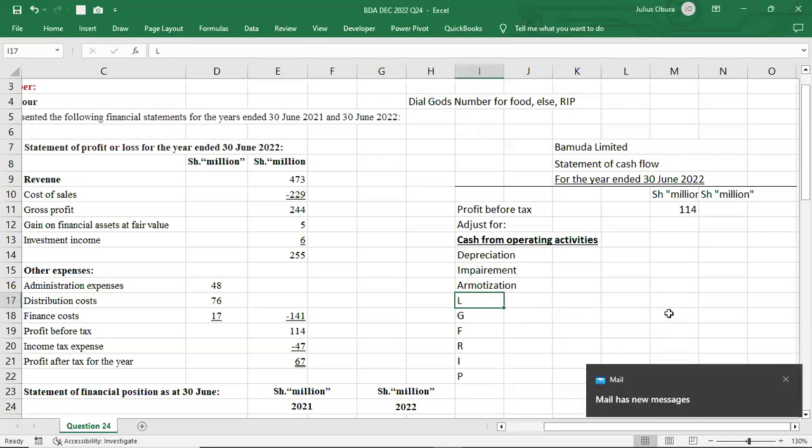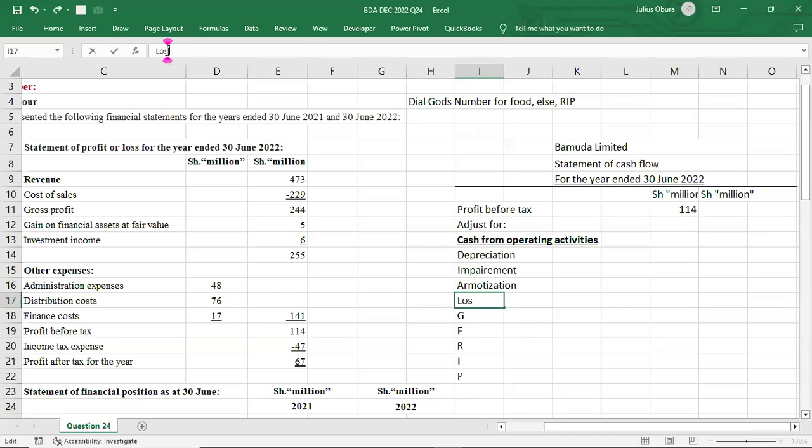Now, from that, we have the L. And the L here simply stands for the loss. This is loss on disposal of PPE. Or if it is in case of a consolidated cash flow, then we are going to talk on number one, loss on disposal of PPE, and number two, loss on disposal of a subsidiary, if it is a consolidation.